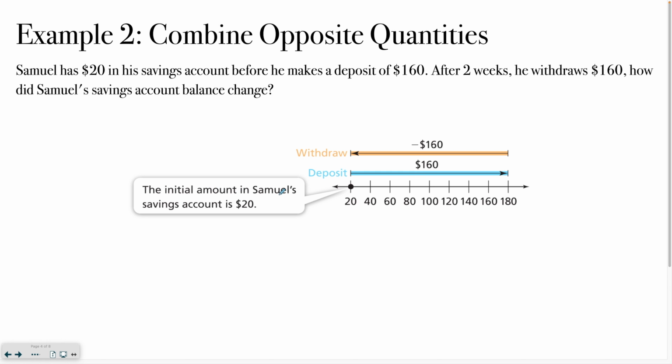All right, example 2, combine opposite quantities. Samuel has $20 in his savings account before he makes a deposit of $160. So that means he puts money into the bank. So deposit means adding money to bank. Okay, so he starts with $20, deposits $160 more. After 2 weeks, he withdraws, so that means takes that money out of the bank.